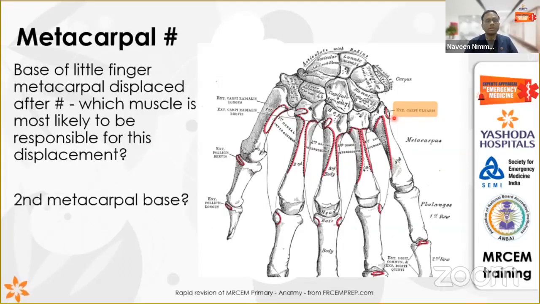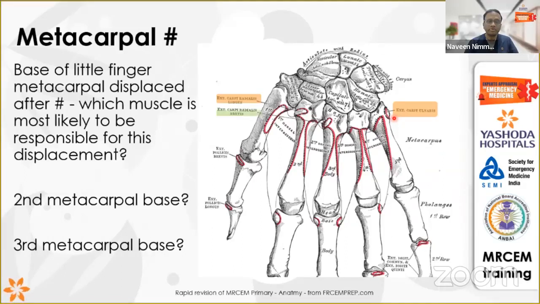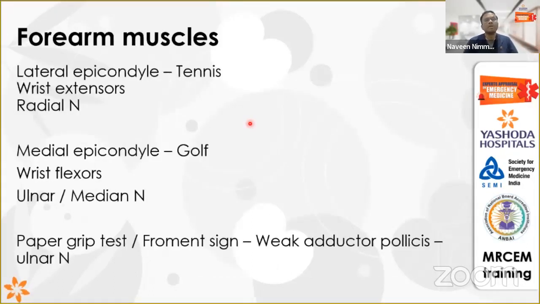Now, forearm muscles originate from two epicondyles, medial and lateral. The lateral epicondyle of the humerus is going to give rise to wrist extensors, whereas the medial epicondyle gives wrist flexors. Now, if there is a problem at the lateral epicondyle that is giving rise to pain, we call that tennis elbow. Similarly, for the medial epicondyle, we call it golfer's elbow. And all the muscles of the posterior forearm compartment are supplied by the radial nerve. Whereas the anterior compartment, those wrist flexors, are supplied by the ulnar and median nerve.